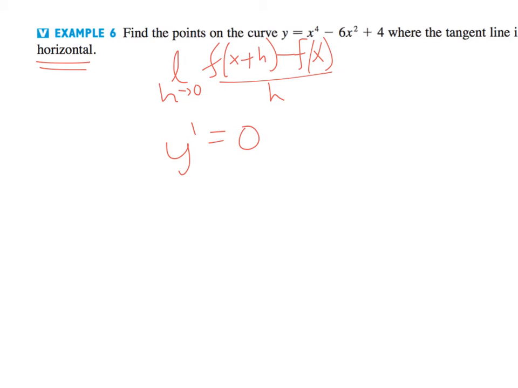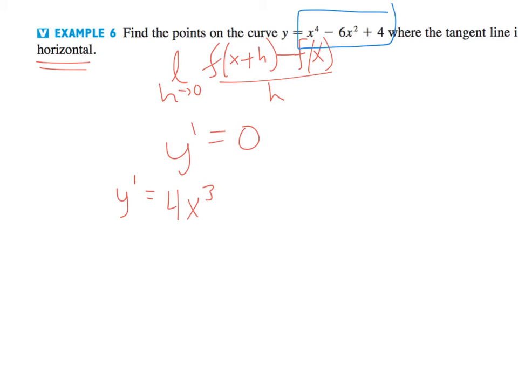So let's find all the points on the curve where the tangent line is horizontal. Well, that's really finding the derivative and setting it equal to 0. So notice how our polynomial up above has a combination of x to the 4th minus 6x squared plus 4. So let's take these in separate cases. The derivative of x to the 4th by the power rule would become 4x to the 3rd.